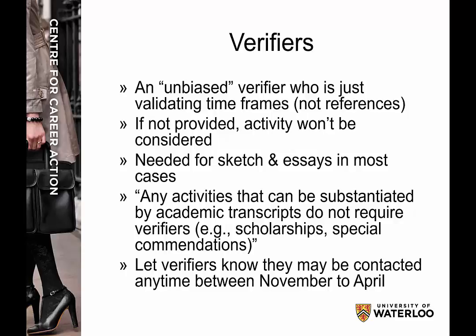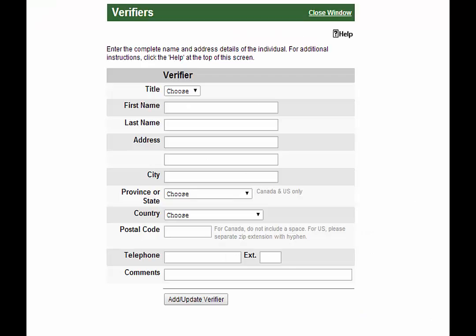It is a good idea to let your verifiers know that they may be contacted anytime between November to April, although it is not clear how often verifiers are contacted. This is a screenshot of the verifier page. The system will allow you to save this page without adding in a phone number. The risk of not including a phone number will be that your verifier cannot be contacted and therefore the activity may not be considered. If the person is out of the country, include that information in the comments box and provide details on how they can be contacted. Also mention the time frame that they are away.